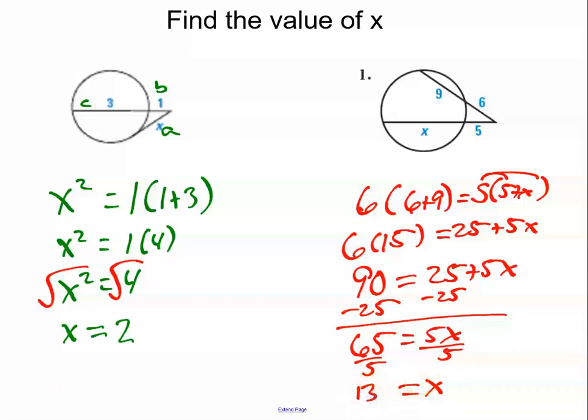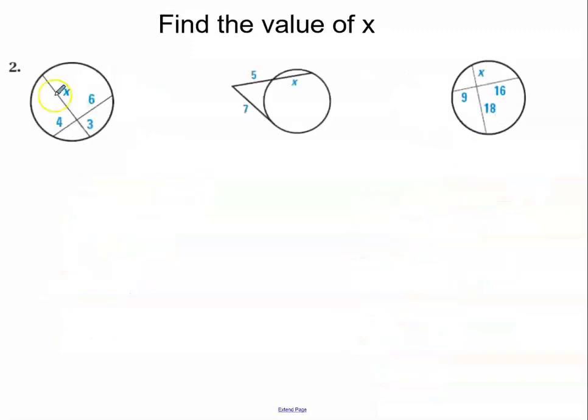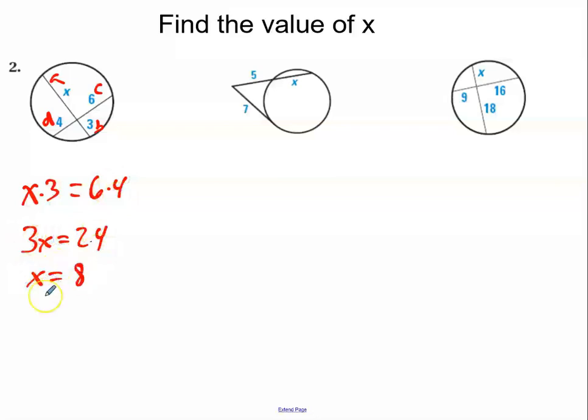All right. Again, now we're just looking at the same type of problems, just more examples of that. So here, this is going to be the one with the A, the B here, C and D here. So it's going to be x times 3 equals 6 times 4. That gives you 3x and 24. x equals 8.